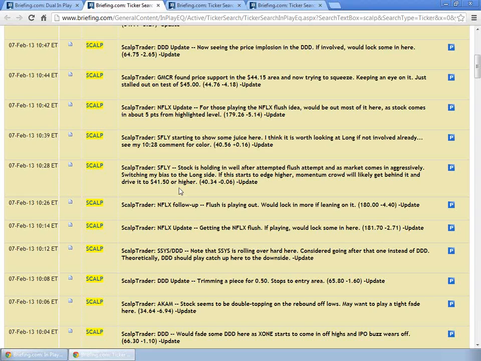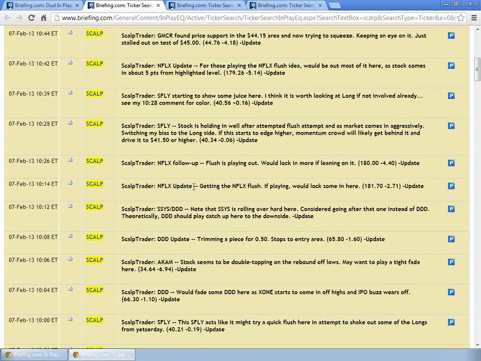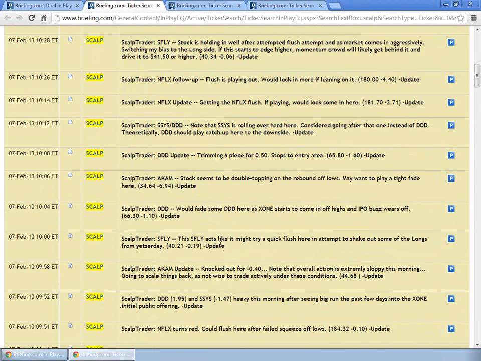I highlighted the fact that it looked like, so here, this Shutterfly acts like it might try a quick flush here and attempt to shake out some of the longs from yesterday. So I wanted to get that on your radar just in case that occurred.